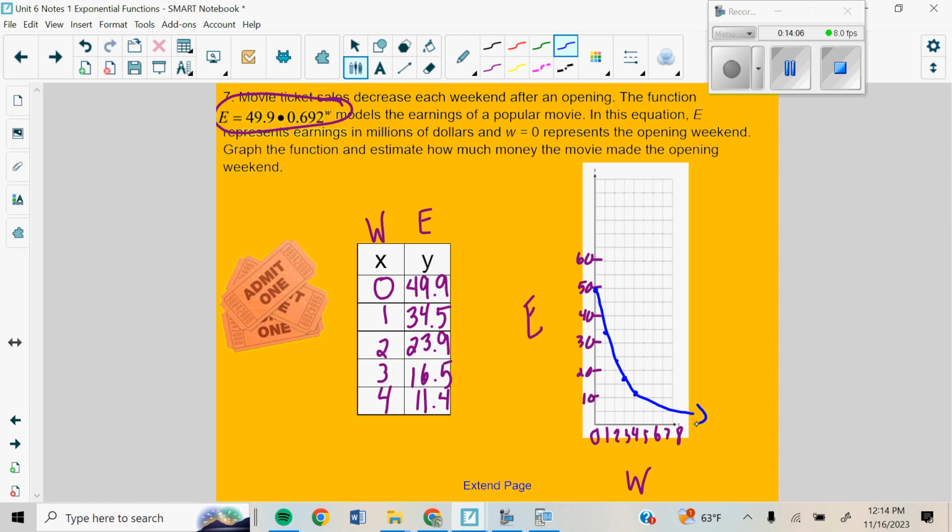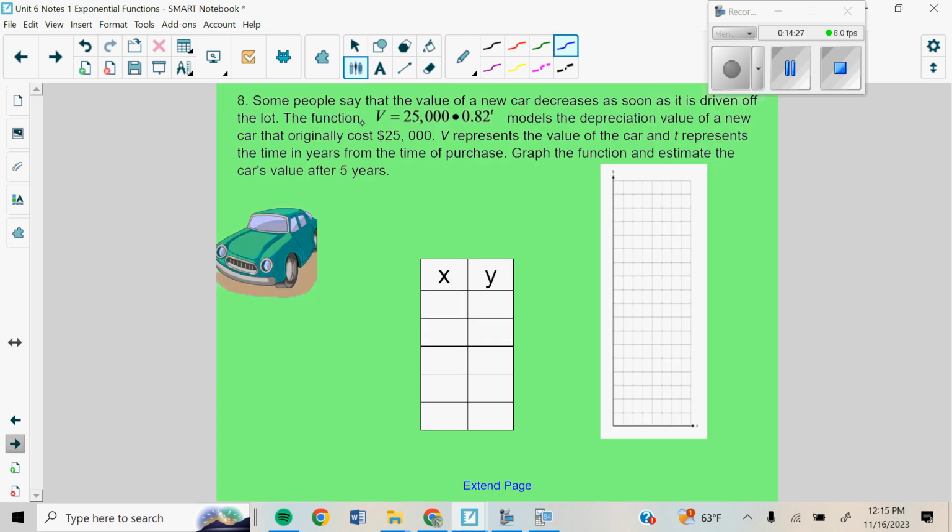Okay, so then let's answer the question. Estimate how much money the movie made on opening weekend. And it says W equals 0 is opening weekend. So they made approximately $49.9 million, because earnings is in millions of dollars. All right, let's go ahead and look at this next one.